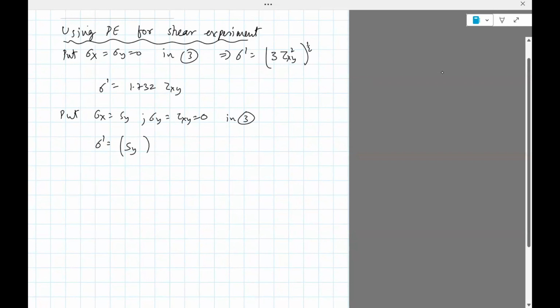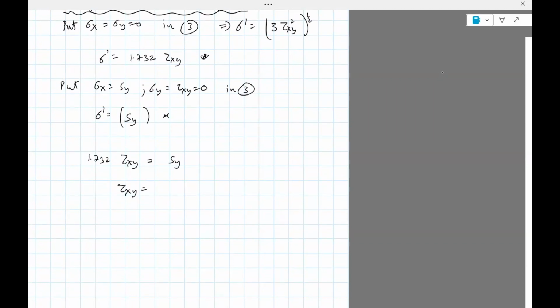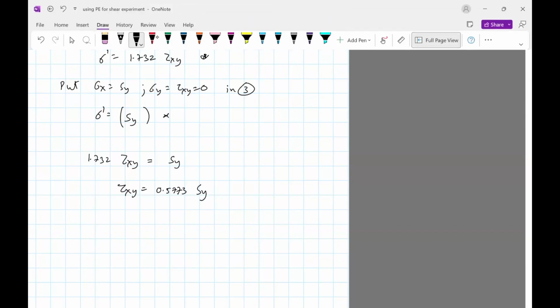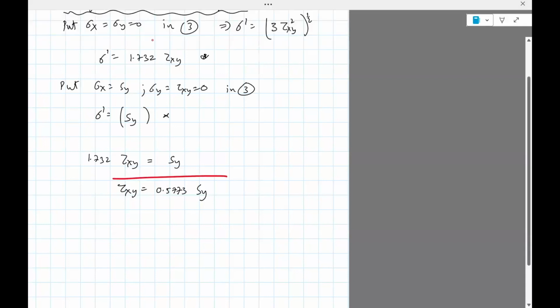And now all you need to do is equate this quantity to this. So we have 1.732 tau xy equals SY. And so we can compute tau xy. So it's 1 divided by 1.732, it's 0.5773 SY. So this is how you would use distortion energy in a pure shear experiment, because the failure in shear experiment is tau xy.